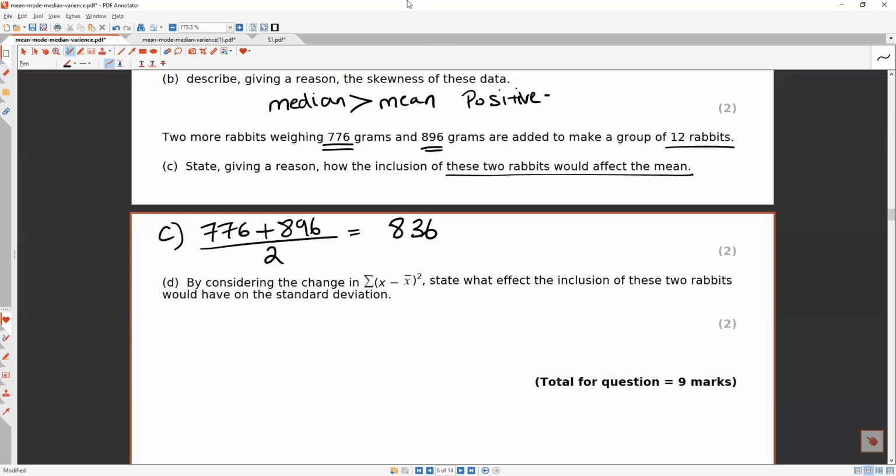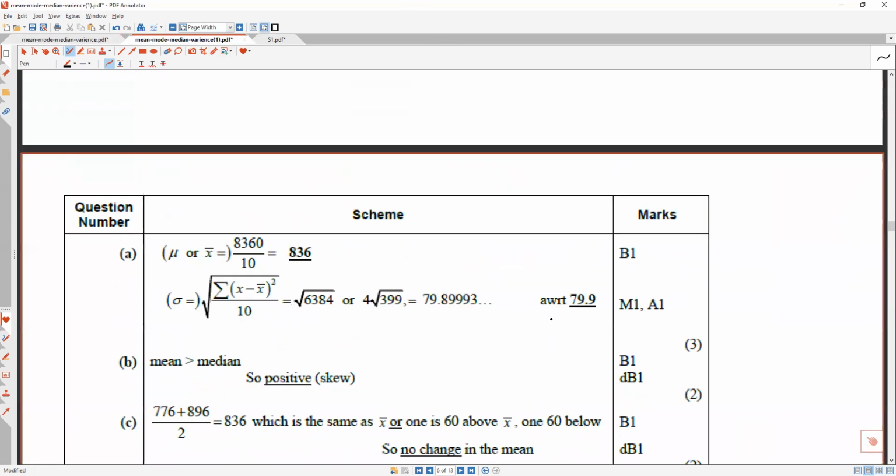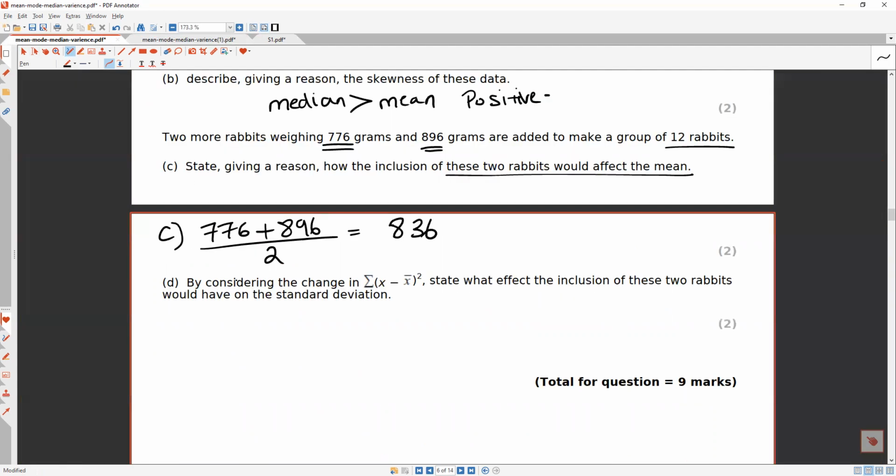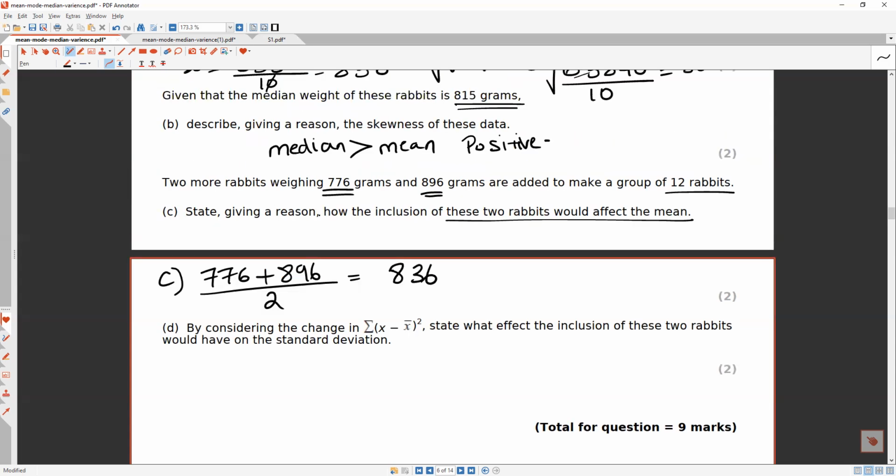Okay, so if you want to frame it, now the framing part, I'm really bad at framing, by the way. So they wrote, say 836, which is the same as the mean. So therefore, it will remain the same. It will not change. The mean is not going to change. They wrote it down. Did this say state giving a reason? I say maybe sometimes calculation is also considered to be a reason. Then let's talk about D part.